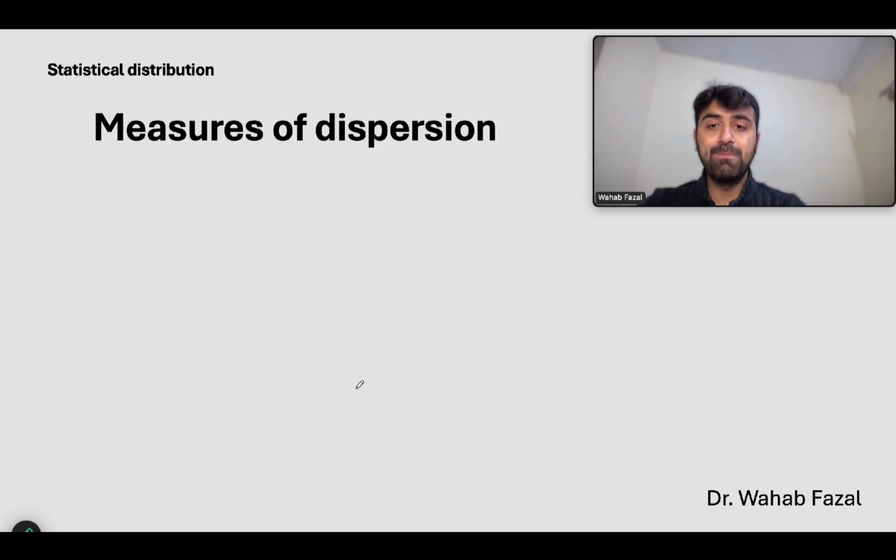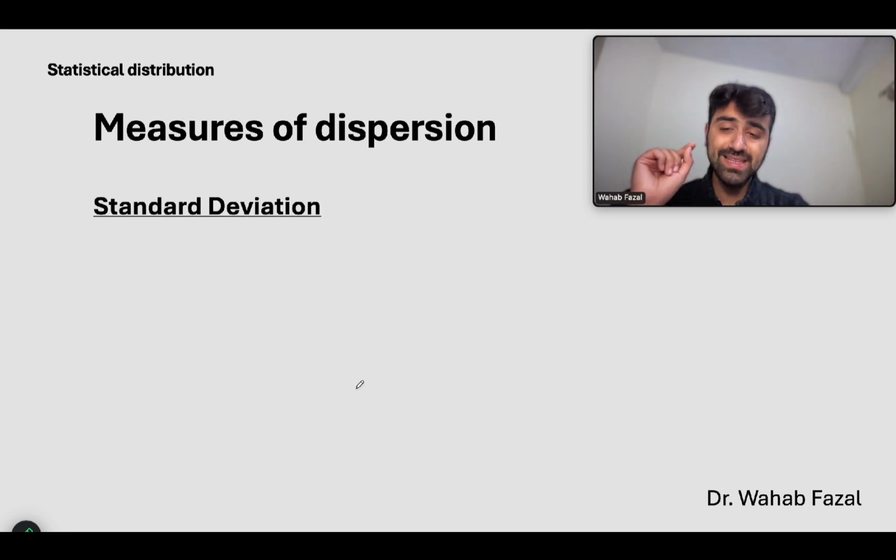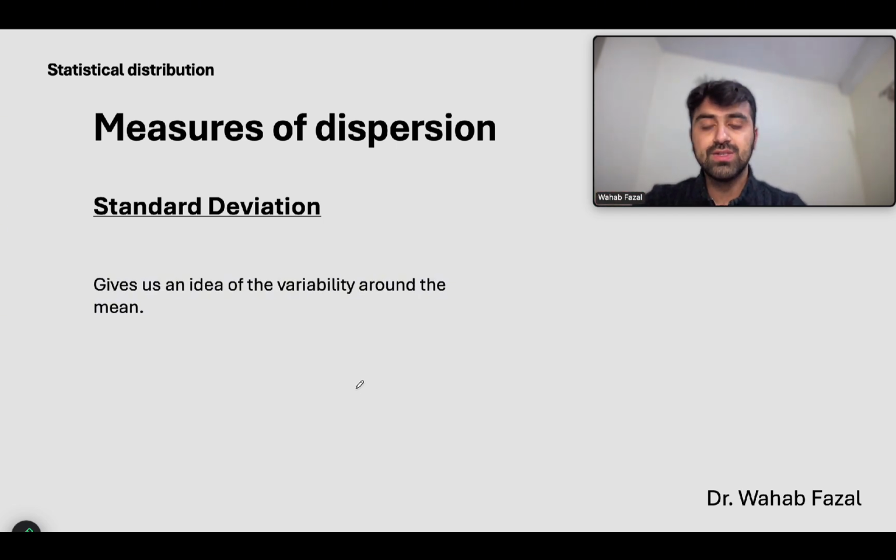Now, let us talk about the measures of dispersion. What are the measures of dispersion? The one thing that we're going to talk about today is standard deviation. That's the only measure that I'm going to talk about today because I think that's the most important one that gets tested in your exams. So, what does standard deviation do? It gives us an idea about the variability around the mean. That sounds very difficult to understand. What does that even mean?